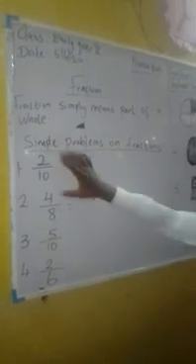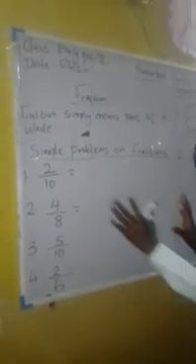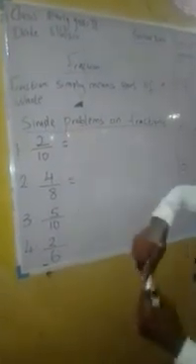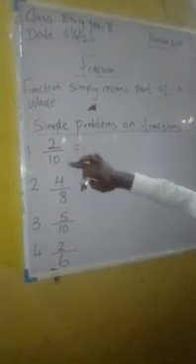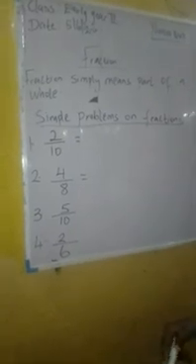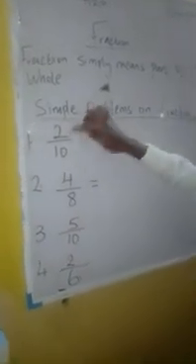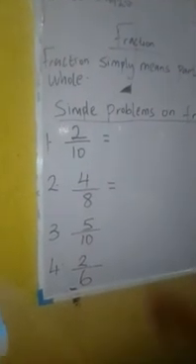I have 2 over 10. It's a fraction. So, I want to reduce it to what? Lowest what? Fraction. The lowest it can be. Is that okay? So, here, the 2 is called what? The numerator. And the 10 is called what? The denominator. Is that okay? So, I want to use the numerator to divide the denominator. Let's see.